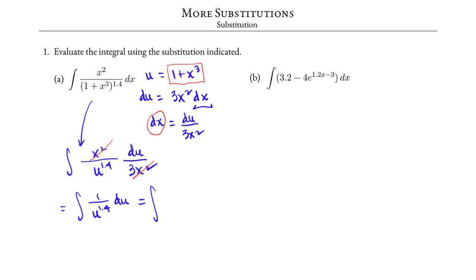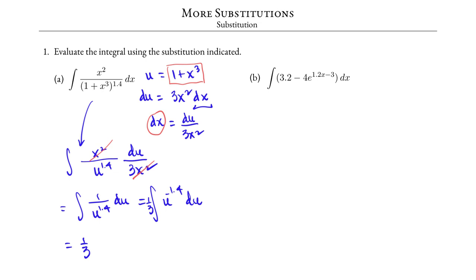But we rewrite this as the integral of u to the negative 1.4 du. There is a number 3 in the denominator, so we will write 1/3 in front of the integral sign. Don't forget this 3 in the denominator. 1/3 is a constant multiple, so we would rewrite this.